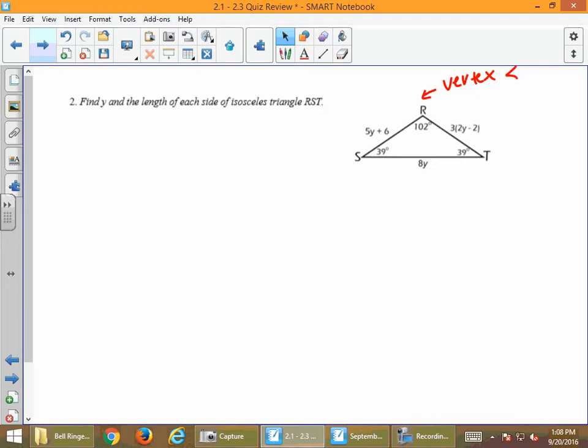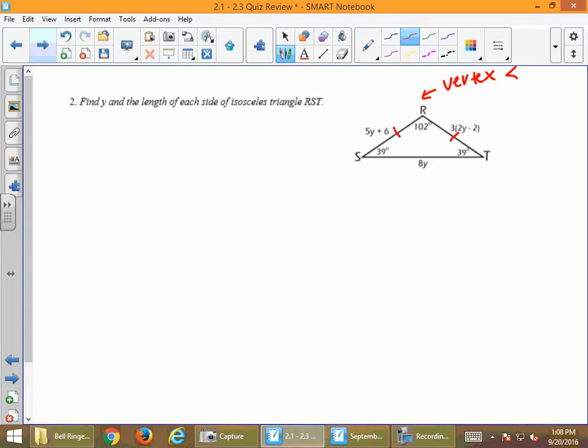All right. So number 2 says find y and the length of each side of the isosceles triangle. Well, it tells you it's an isosceles triangle for one reason. What does it mean to be an isosceles triangle? Two sides are the same. The two sides that are holding up the vertex angle are the two sides. So what do I notice about this 5y plus 6? And then that 3 times quantity 2y minus 2. What do I know about their measures? They're the same.